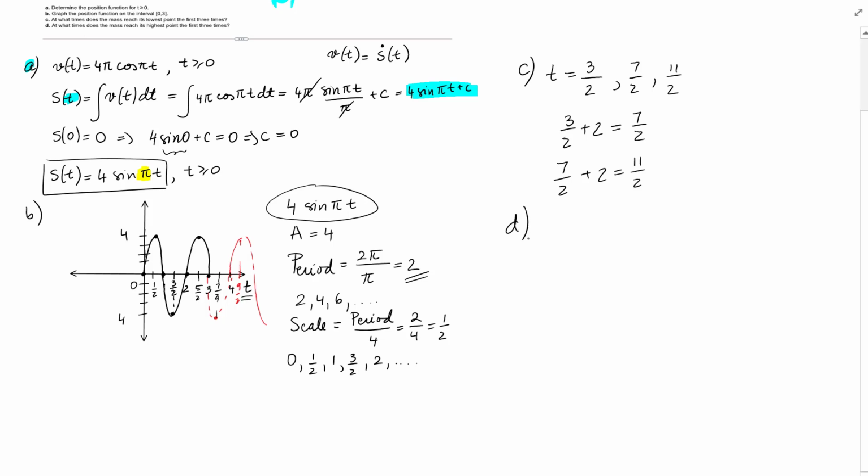D, at what times does the mass reach its highest point the first 3 times? So the first time it reaches its highest point, it's t equals a half. Then we also reach the highest point at 5 over 2 just by looking at the graph, but we can also say 1 over 2 plus the period 2, which gives us 5 over 2, and then 5 over 2 plus one more period, which gives us 9 over 2. And we can actually see that from the graph as well. I hope this helps.